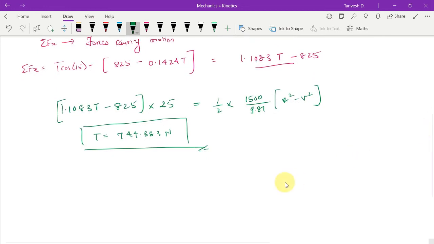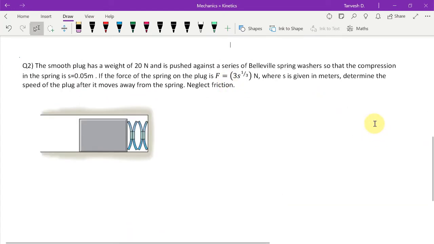Okay, let us move on to the next numeric. So what is given is the smooth plug has a weight of 20 newtons, and is pushed against a series of Belleville spring washers, so that the compression in the spring is S is equal to 0.05 meters. If the force of the spring on the plug is F is equal to 3 into S raised to 1 by 3 newtons, where S is given in meters, determine the speed of the plug after it moves away from the spring. Neglect friction.